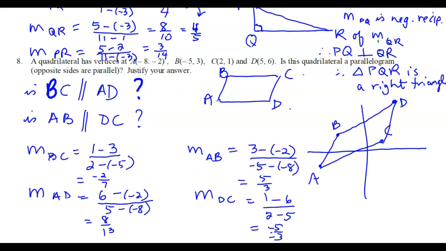Okay, so we're going to have to do a little bit more calculations here because conventionally, a parallelogram or any kind of quadrilateral should be labeled in alphabetical order.